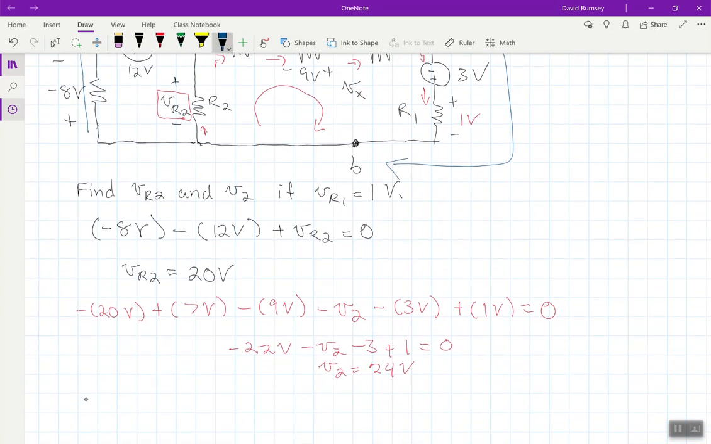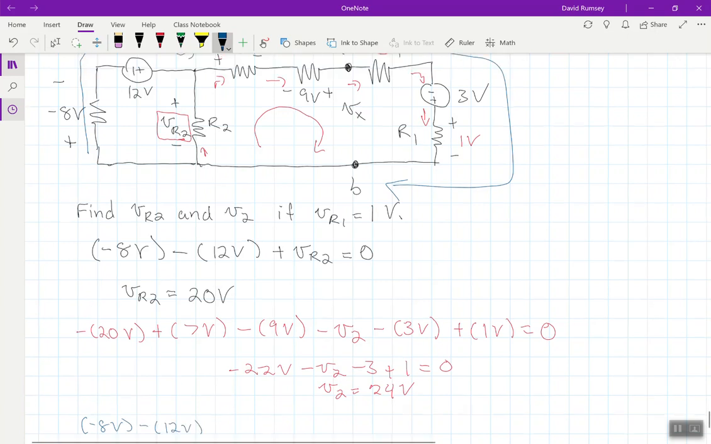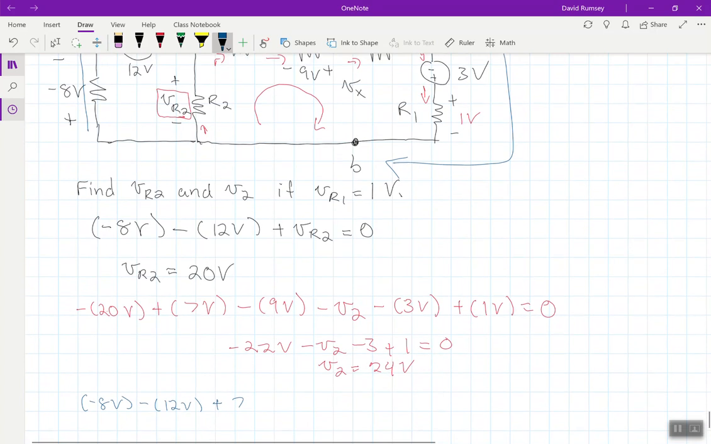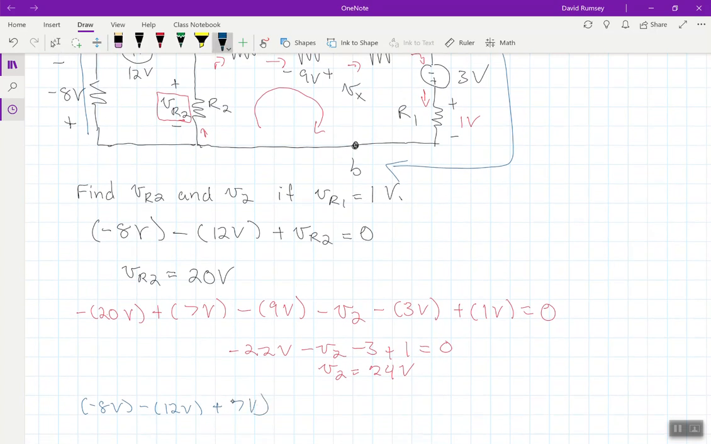So I'd have a negative 8 volts, minus 12 volts, plus 7 volts, minus 9 volts, minus V2, minus 3 volts, plus 1 volt, and this should all equal 0.